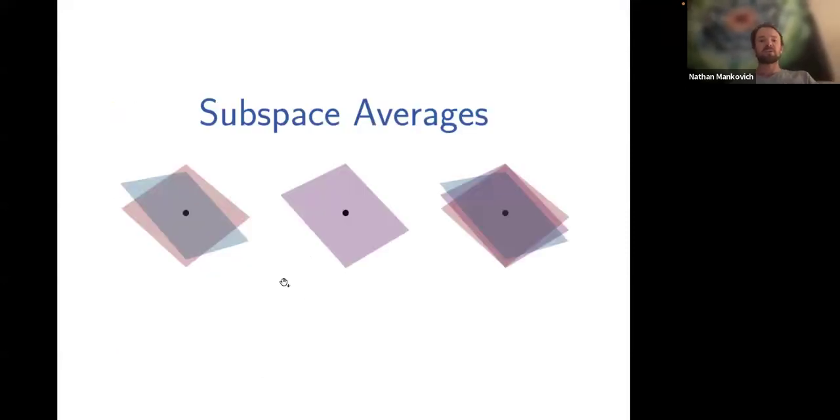So first off, let's talk about subspace averages. Here, the red and the blue plane would be two-dimensional subspaces of R3. If you were to compute their average, maybe you'd get something like this purple plane, and it would live between the other two planes. So that's the idea of a subspace average.